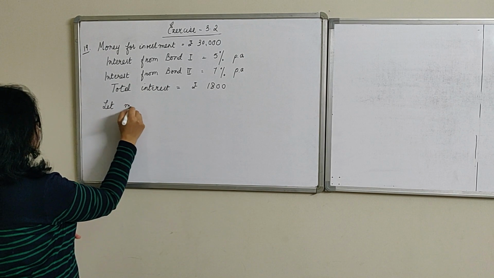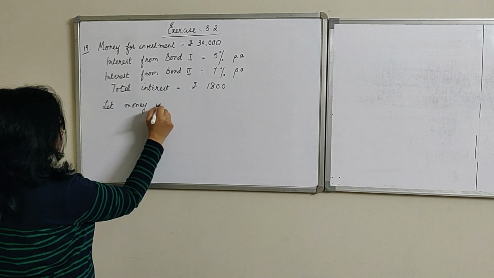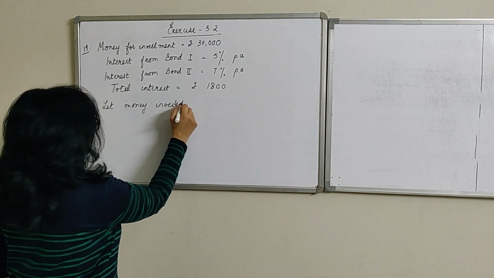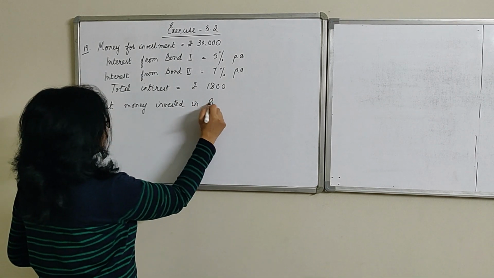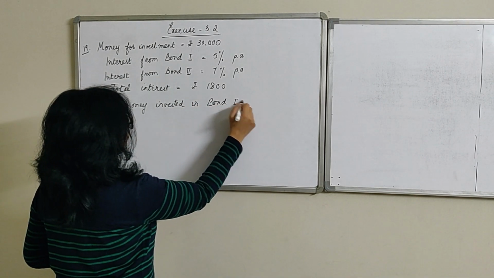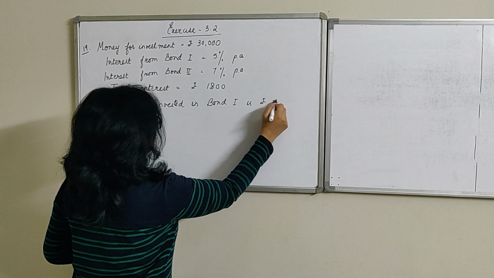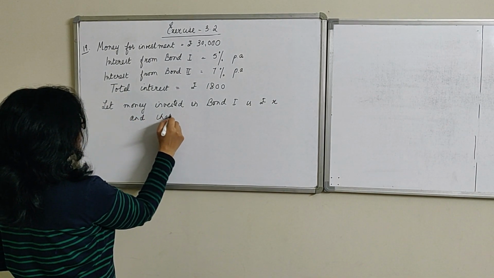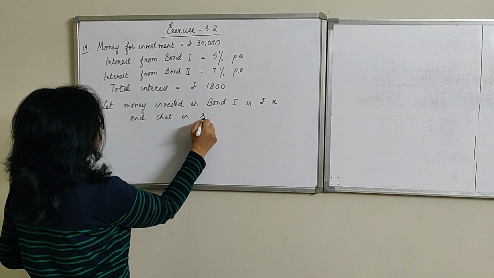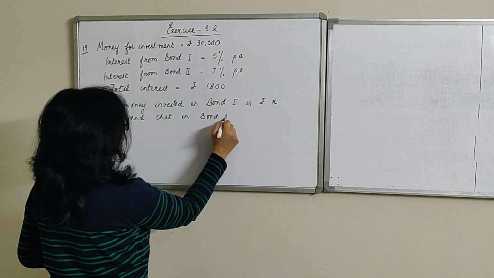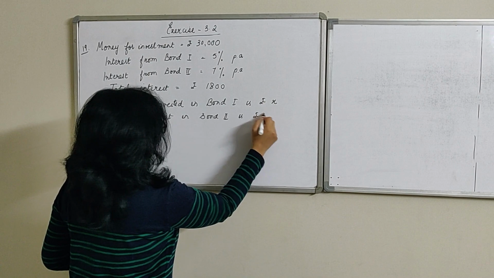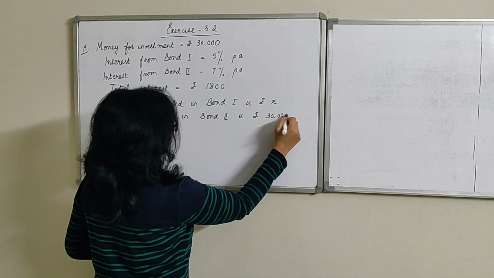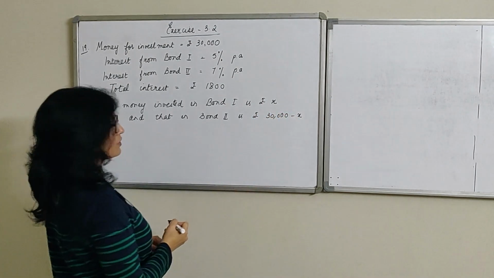So let us suppose that the money invested in the first bond is rupees X, and that invested in bond 2 is rupees 30,000 minus X.